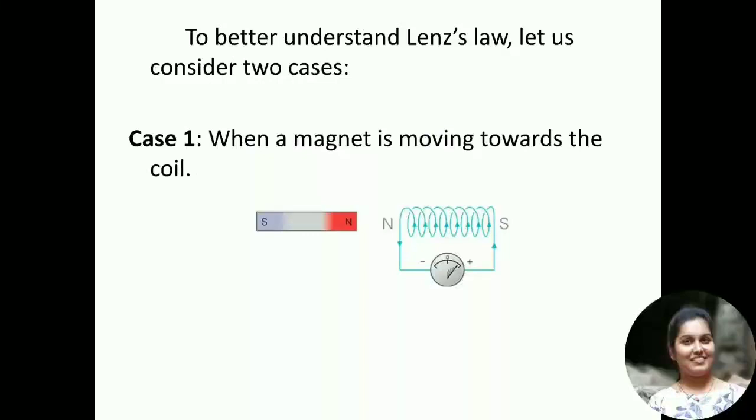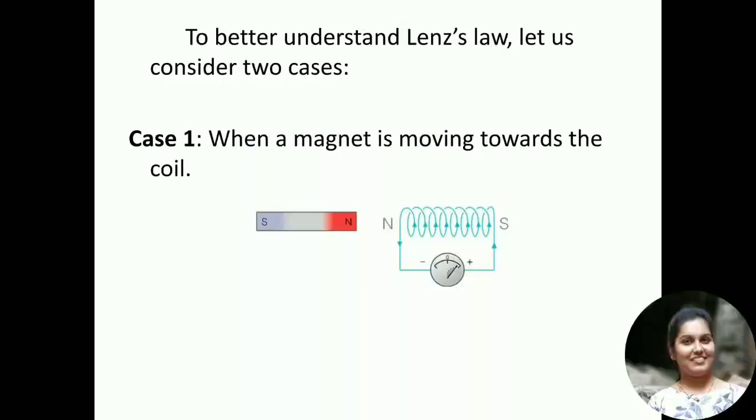E is nothing but the induced EMF. dΦ_B is nothing but the rate of change in the magnetic flux. Here n is not given. If we remove the proportionality, this can be given as E equals n dΦ/dt, where n gives us the number of turns in the coil.